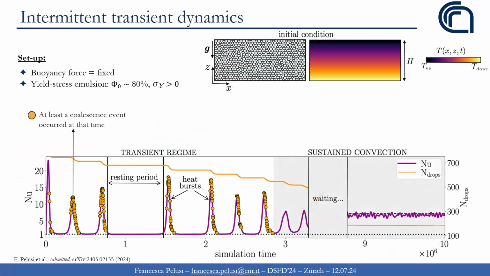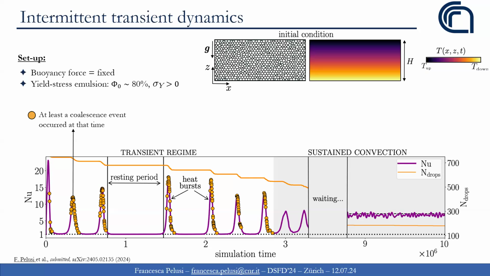And this is what happens. It was very interesting and unexpected. So starting from this initial condition, both in terms of the emulsion, but also the linear gradient between the two walls for temperature. So it's just conduction at the beginning.